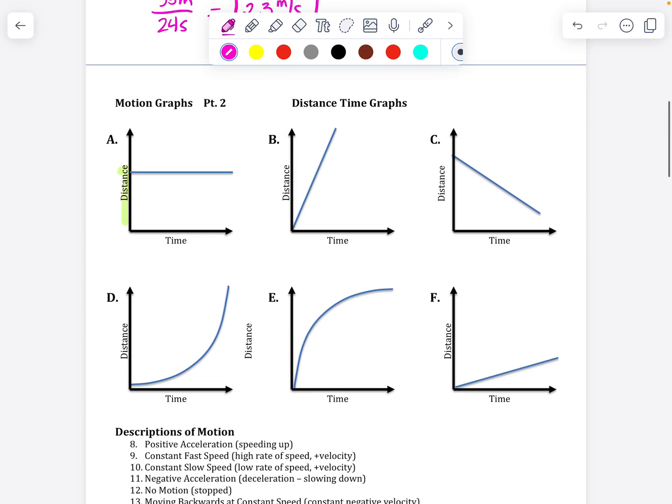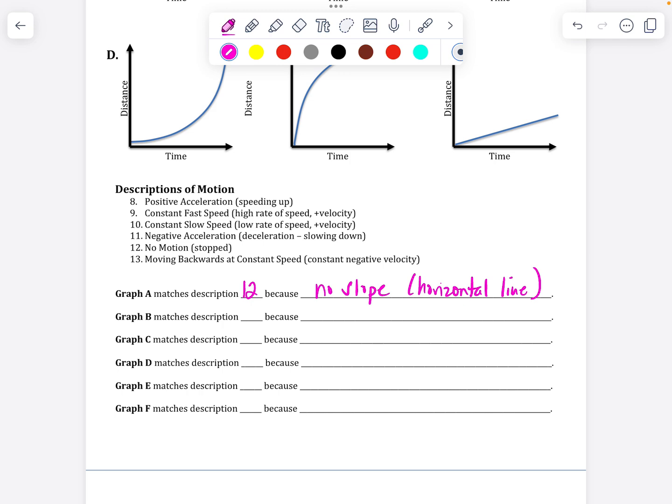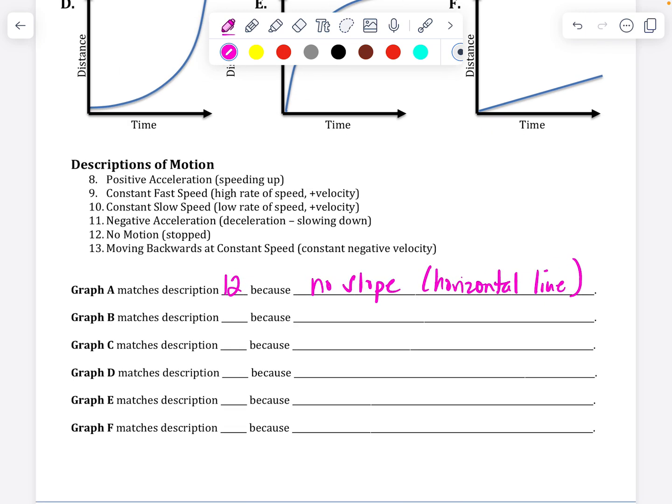Graph B, if we look at that, we've got graph B and F are both straight lines increasing. Graph B is steeper, but it's going to be increasing. So it's constant, fast speed. So I would say it's 9. Constant, fast speed. So it's a steep slope. We're going to say it's a straight line too.